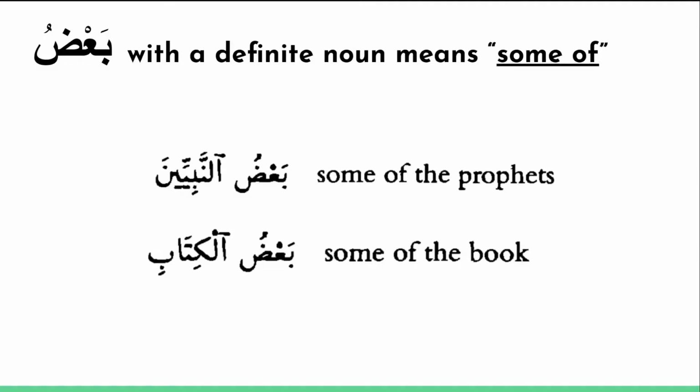Alright, let's move on to ba'du. Ba'du is almost always followed by a definite noun. And it means some of. So ba'du nabiyyin. Nabiyyin, of course, is the plural of nabi. Ba'du nabiyyin, some of the prophets. And again, we notice that nabiyyin is in the majroor case. It's not nabiyyun, it's nabiyyin. Here, ba'dul kitabi, some of the book. So, I read some of the book, for example. Ba'dul kitabi.